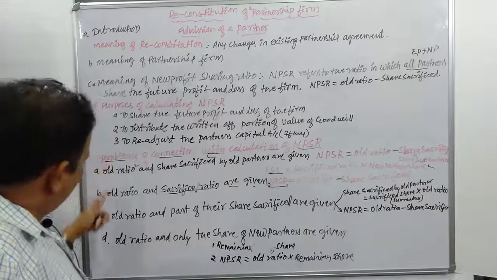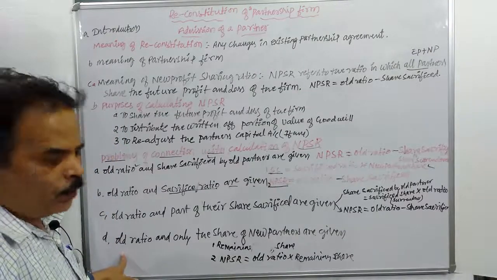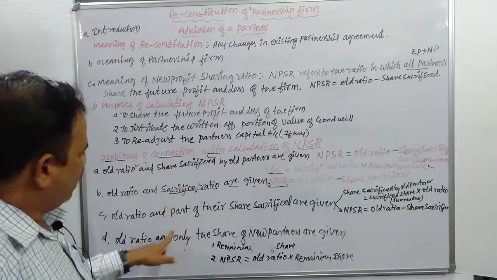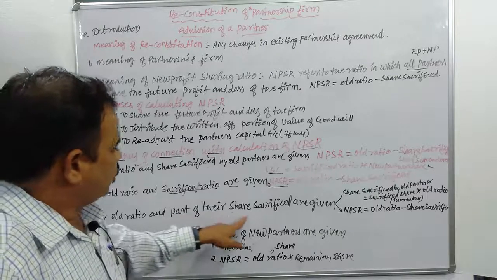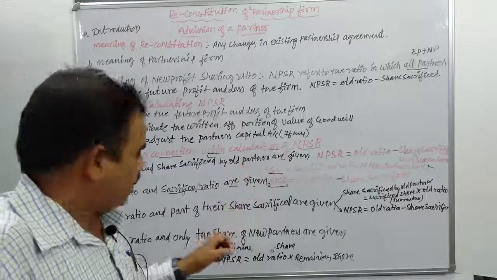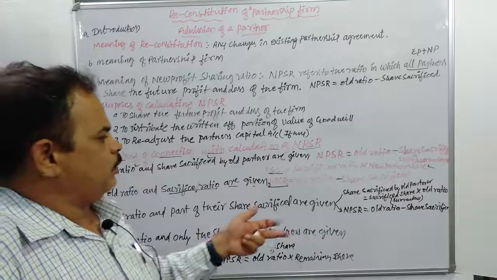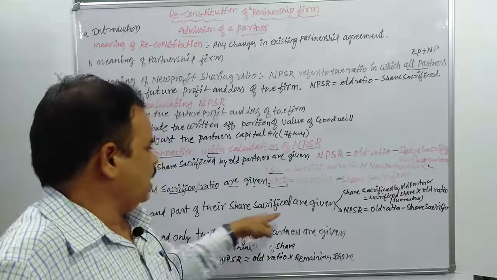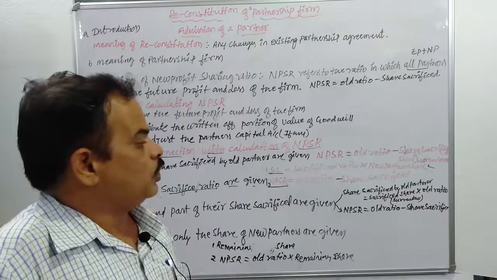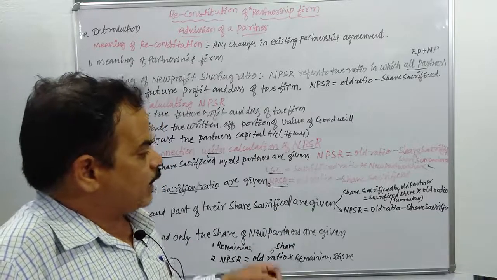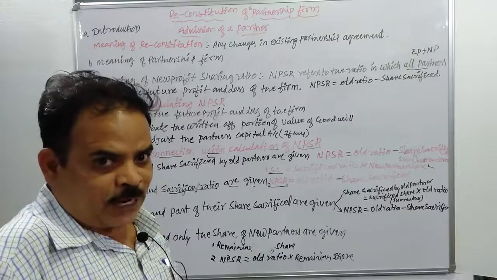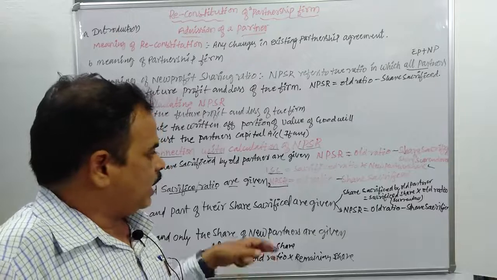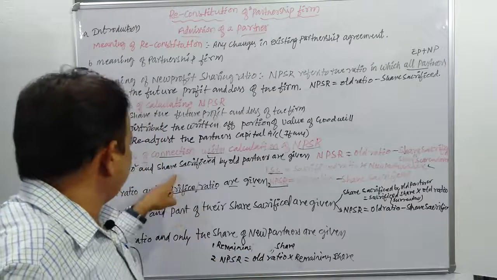The third case: the old ratio is given. In every case there is an old ratio, only the other information changes here. Some of the old existing partners might give some part of their share, sacrificed. Then we should find out the share sacrificed by the old partner, how much part of the share is sacrificed by the old partner.